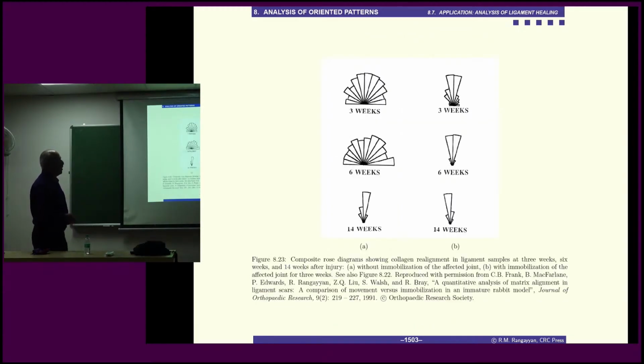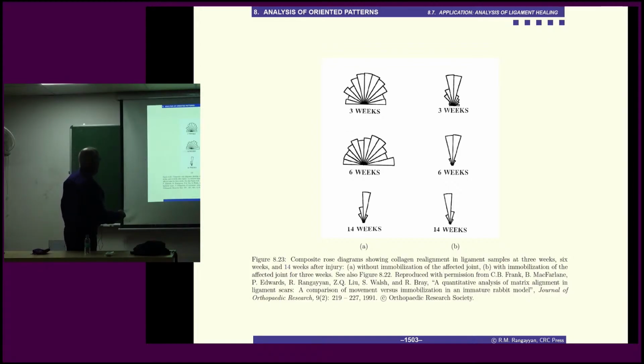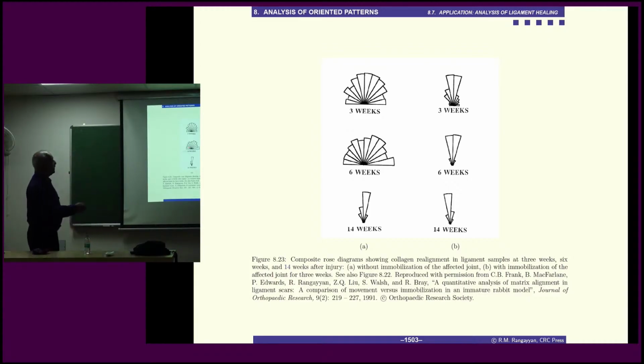So these are the composite rows diagrams of a number of images and a few rabbits. I don't, those numbers are there somewhere. So on the left-hand side, without immobilization. This is with immobilization for 3 weeks. So if you don't immobilize the joint at 3 weeks and 6 weeks, there is still full random distribution. At 14 weeks, it looks good. If you immobilize for 3 weeks, there is good alignment already, that gets better and better.